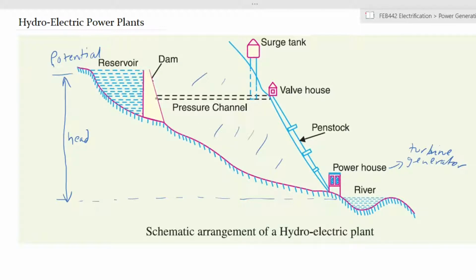So your pressure channel is just a way through which the water will flow in that direction, and you have a valve house. The work of the valve house is to regulate the amount of water that will now flow down to your powerhouse. The valve house literally has valves inside, and it determines how much of the water will be there. The more water that you allow through, the more energy that is being allowed through. So these valves regulate the flow of water. Then you have your penstock, sometimes called the race channel.